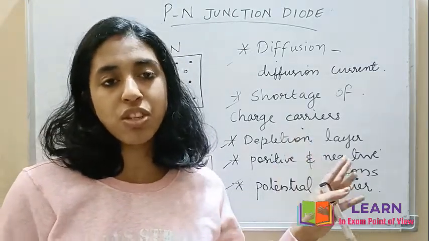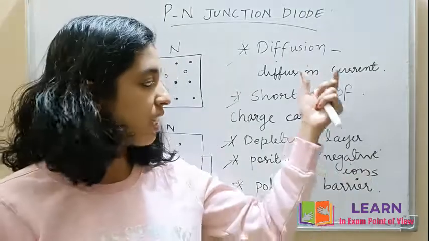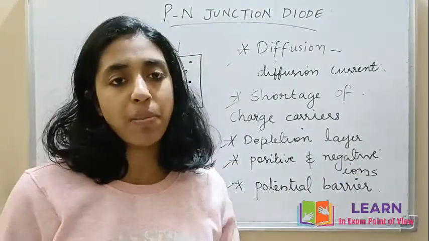This topic is really important, and in the next video we can continue with forward biasing and reverse biasing. Hope you remember these key points about the PN junction diode and what is happening; you can expand each point.